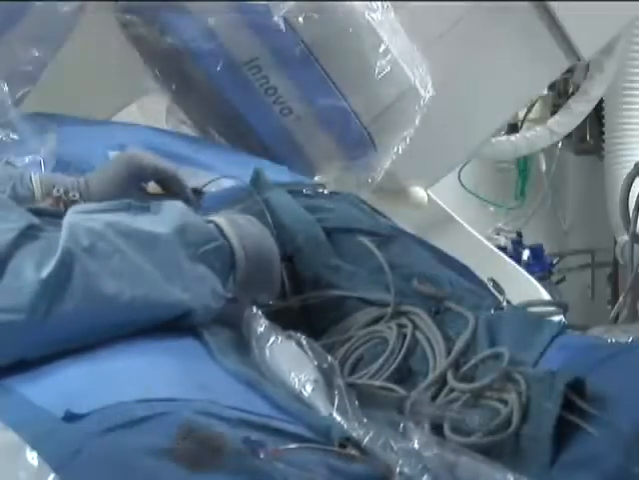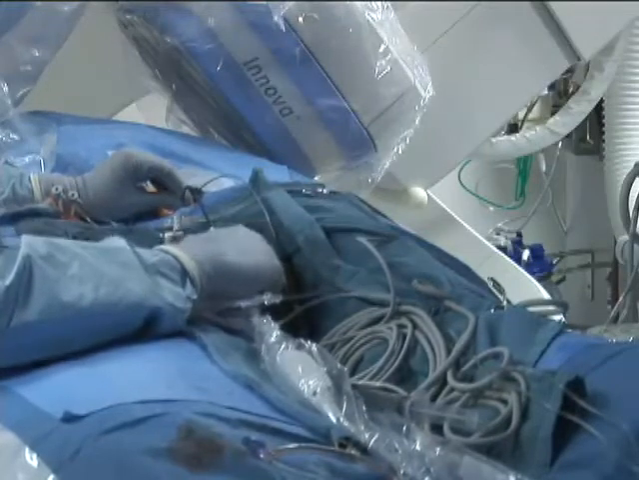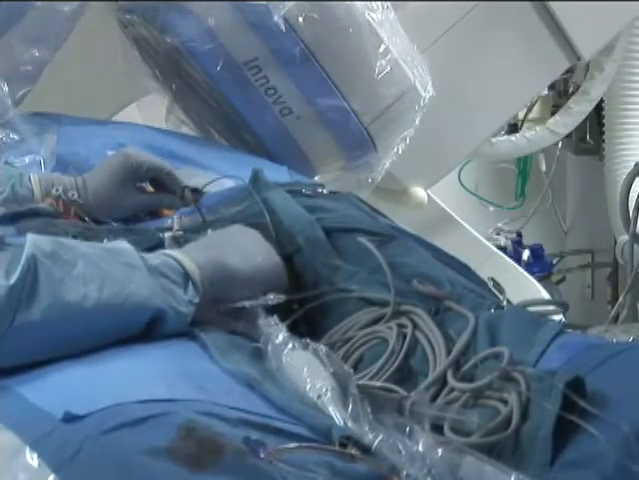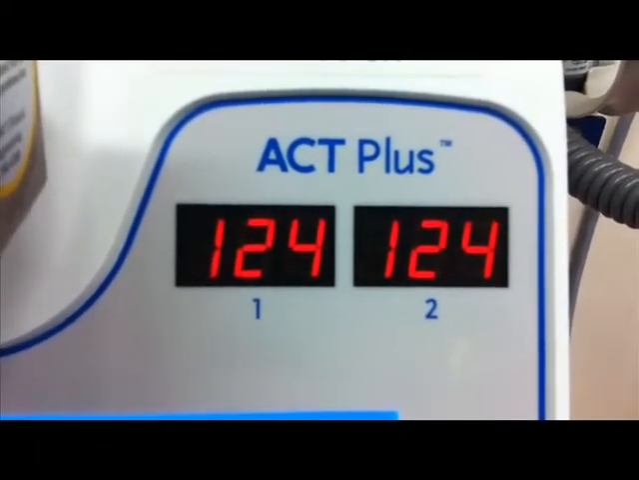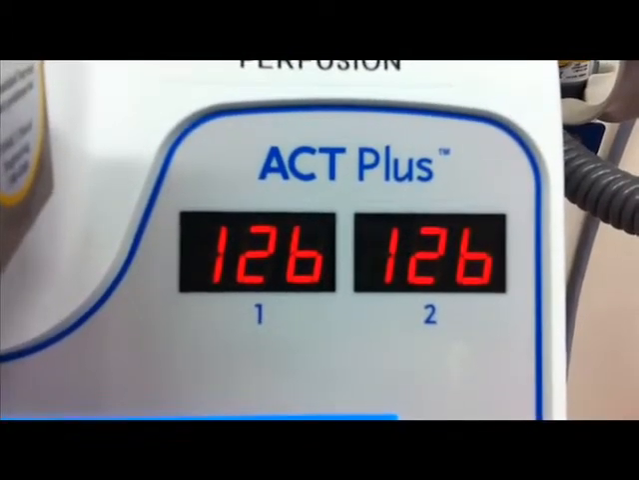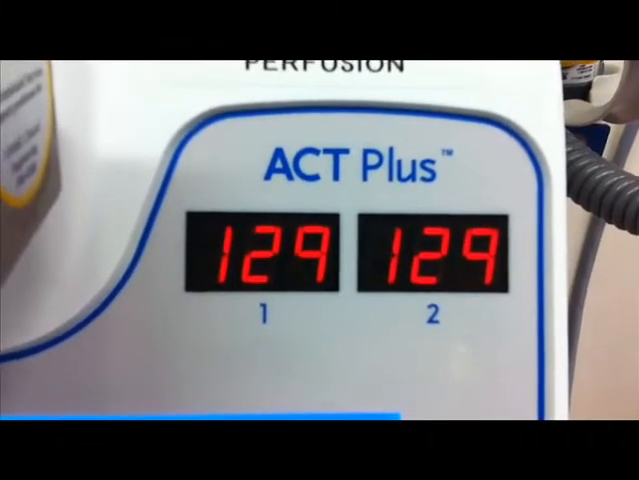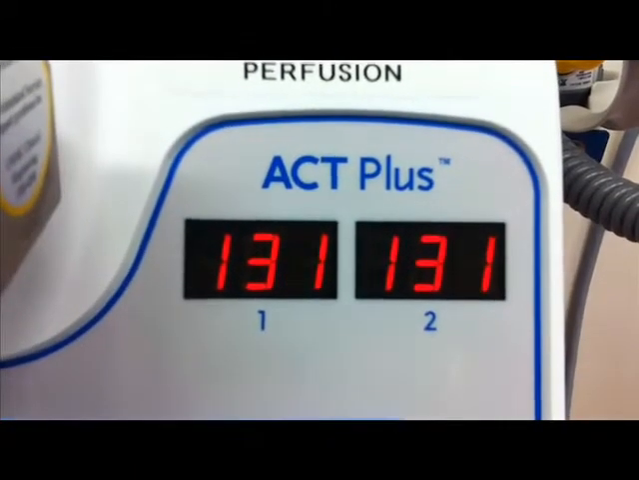The ICE catheter is again advanced into the right ventricle to reassess for the presence of pericardial fluid. Heparin bolus and infusion may be given prior to or after the transeptal puncture to maintain an ACT of at least 300.